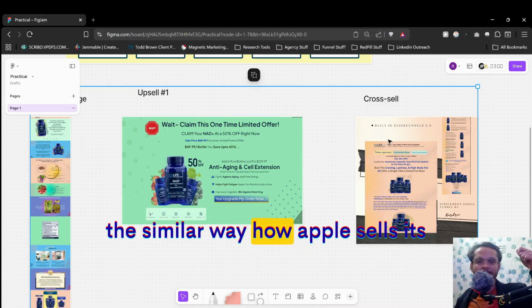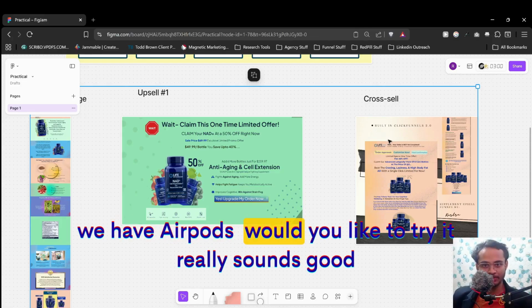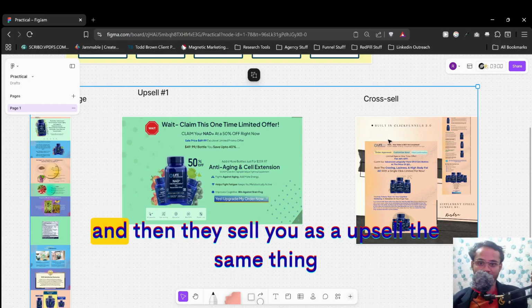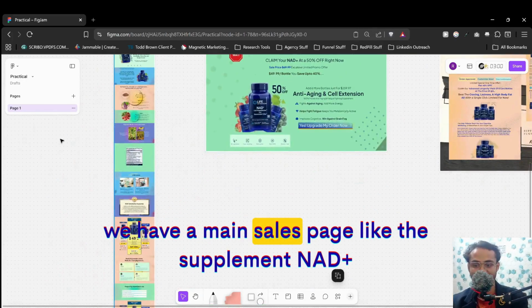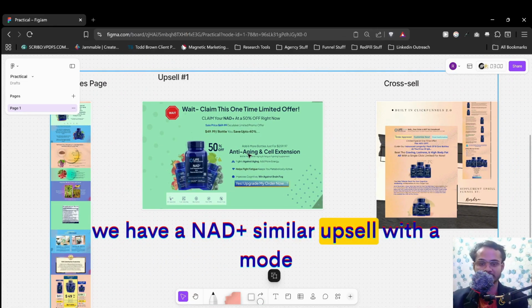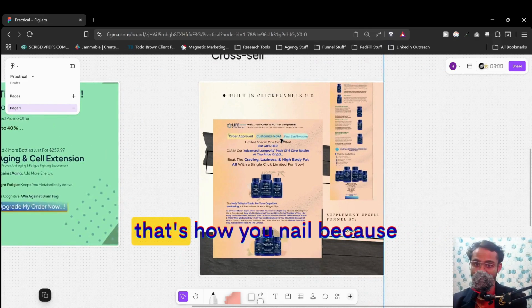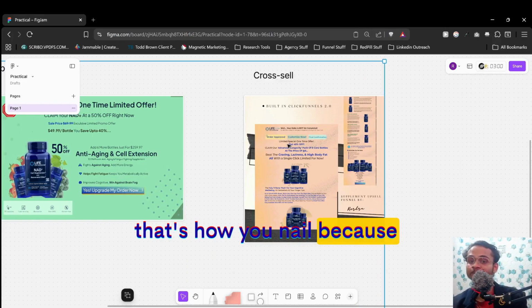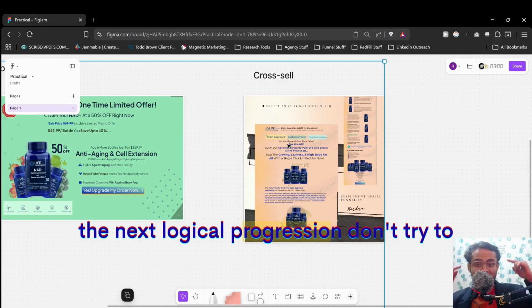It's similar to how Apple sells its AirPods. Apple is going to sell you an iPhone and then says, oh hello, we have an AirPod. Would you like to try it? It really sounds good. And then they sell it to you as an upsell. The same thing can happen with your products, like we did here. We have a main sales page, the supplement NADA plus. We have a similar NADA plus upsell that's more bargain based, and then we have a cross sell, just like Apple's AirPod. And that's how you nail it, because consumer psychology says the next logical progression.